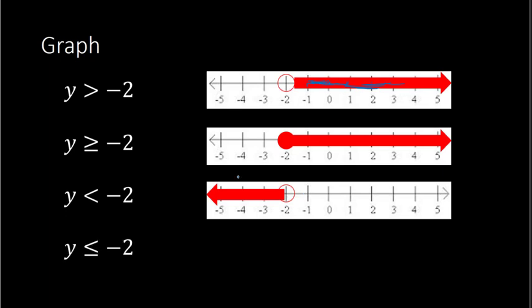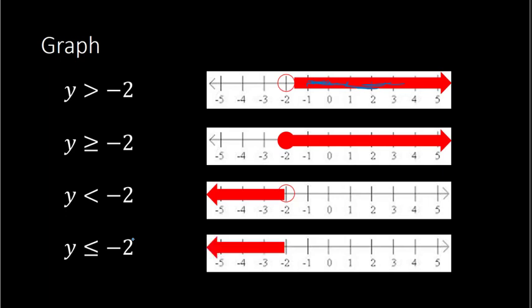Now, if you had a less than or equal to sign, then we would shade to the left because it's less than, right? The numbers that are smaller than -2 are to the left. And here we have the equal sign, which means it could equal -2, which means I do need to shade in the -2. So I shade it in with a closed circle.